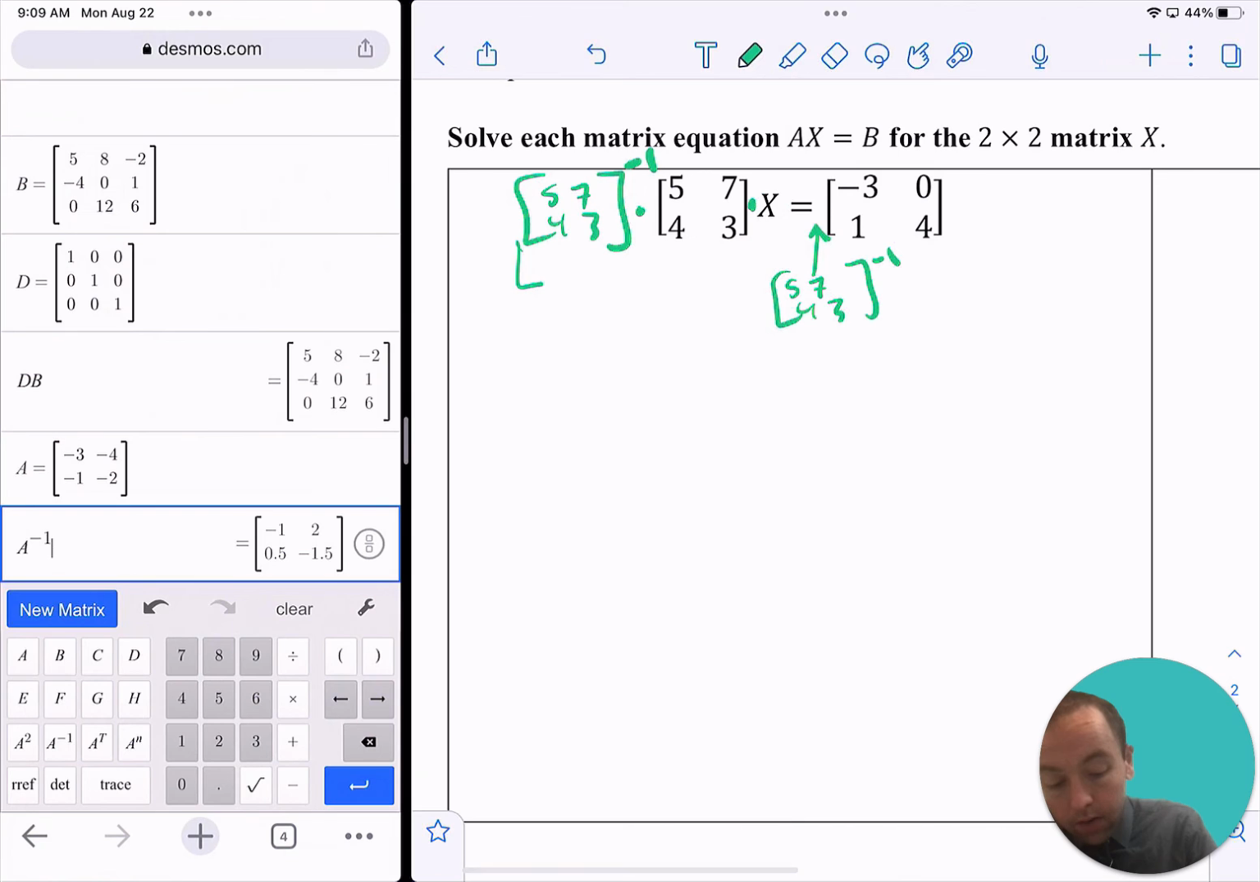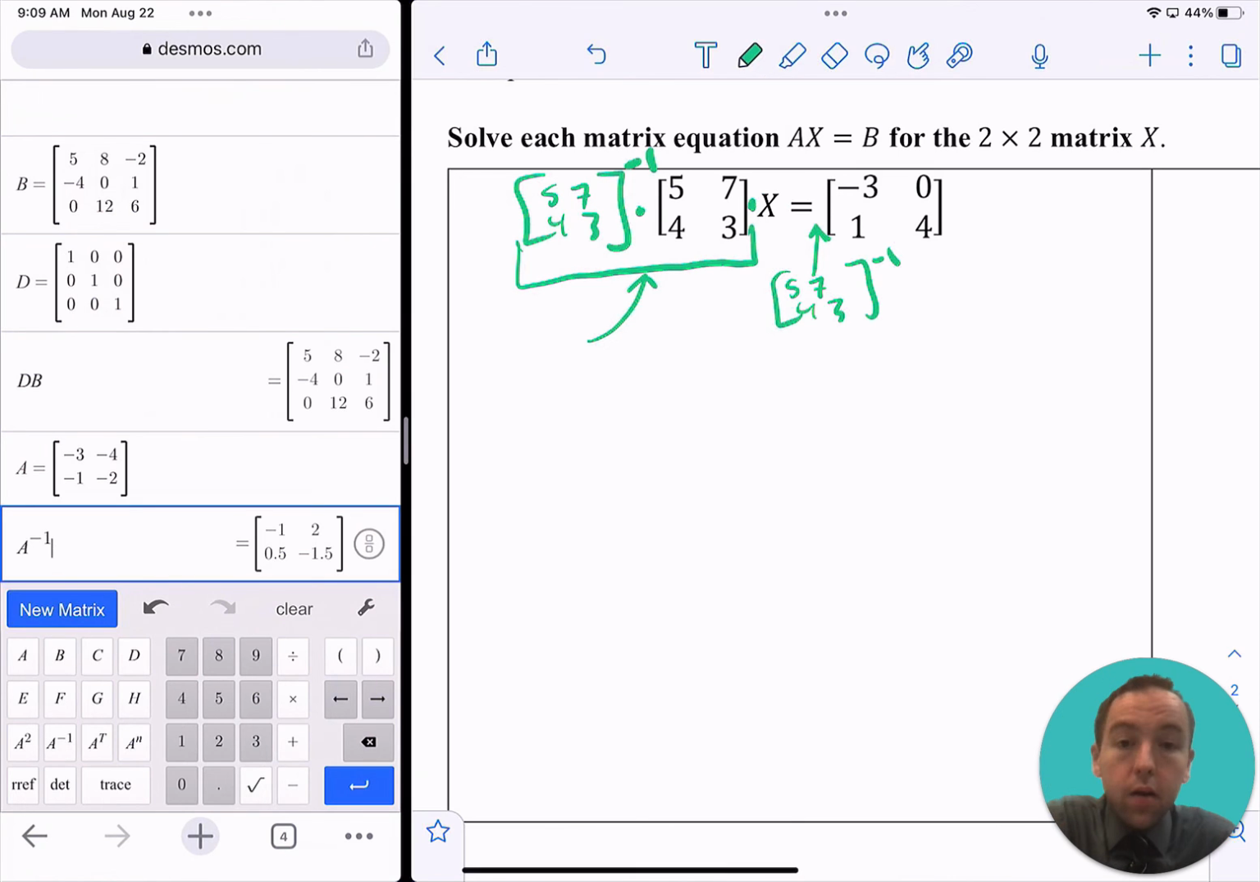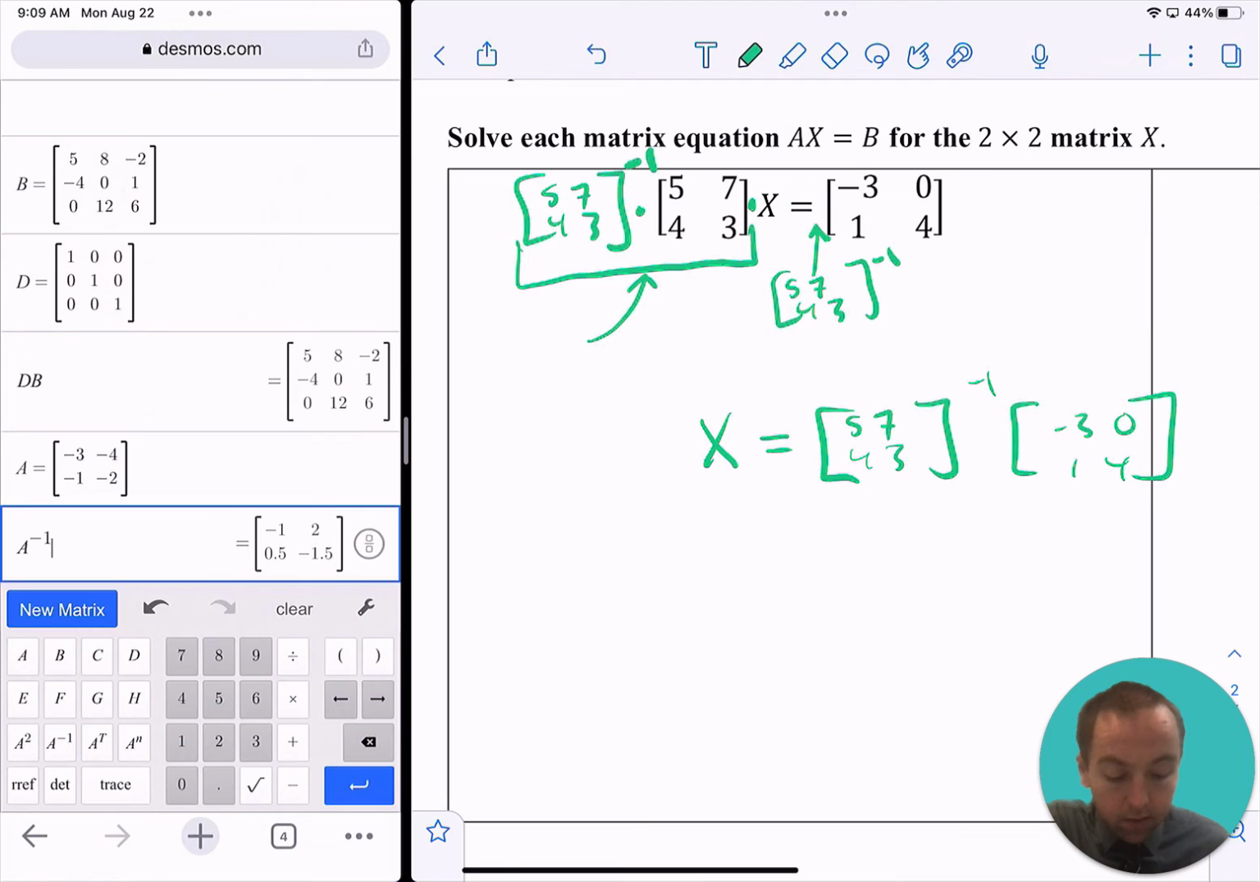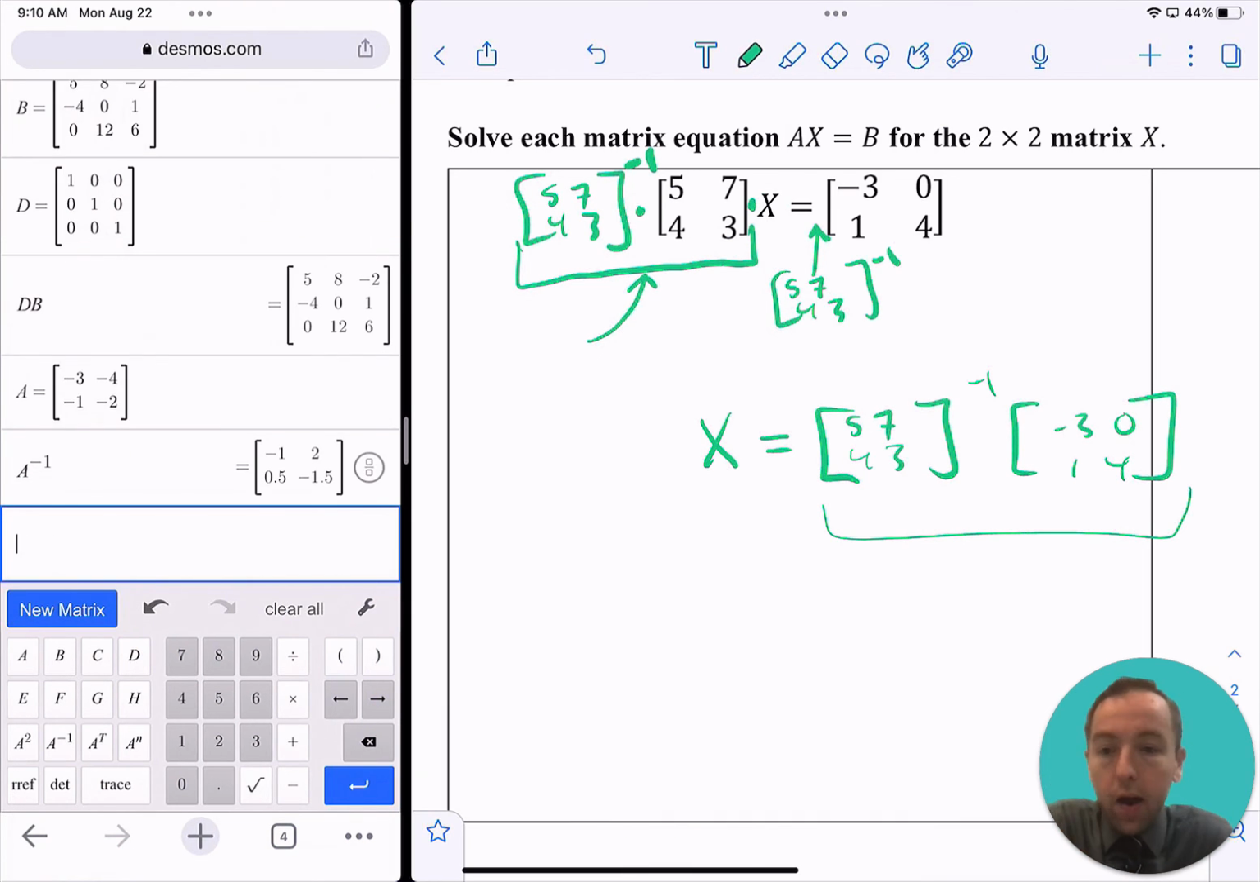So, without even doing this in a calculator, we know that that times that is going to equal the identity matrix. So you're going to get I times x, and on the other side we get the inverse of 5743 multiplied with negative 3, 0, 1, 4. I'll erase the I since we know it's just going to be x. That's a defined matrix multiplication. So to find what that answer is, we'll want to go into a calculator to do this most quickly.